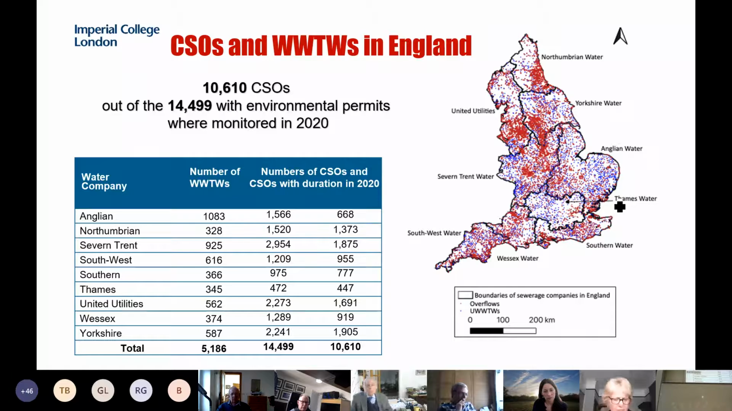So here you can see the extent of this network. The blue dots are sewage treatment works. The red dots are overflows. So you can see you probably live very close to either a works or an overflow. There are 5,186 sewage treatment works, and 10,610 CSOs were monitored last year. So we have data on them from last year, out of the 14,000 that exist. So quite a high percentage of it we had data.